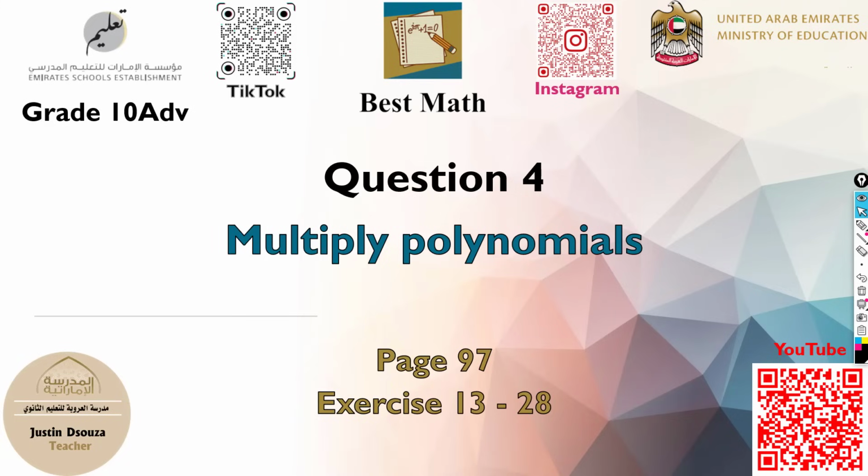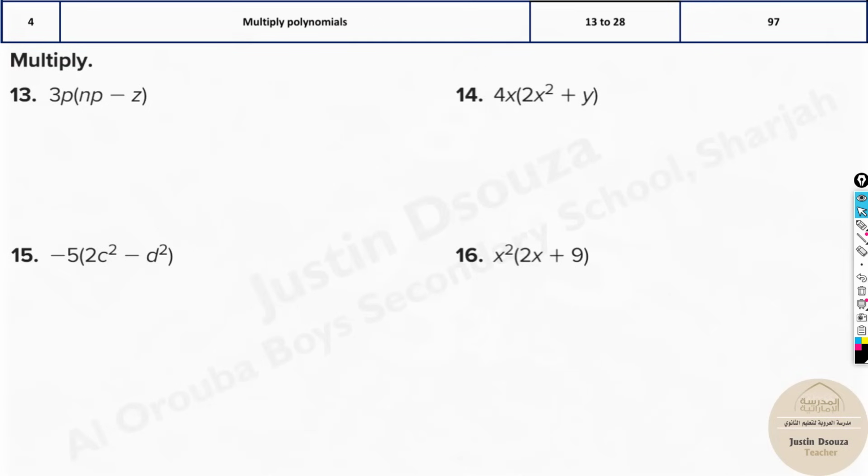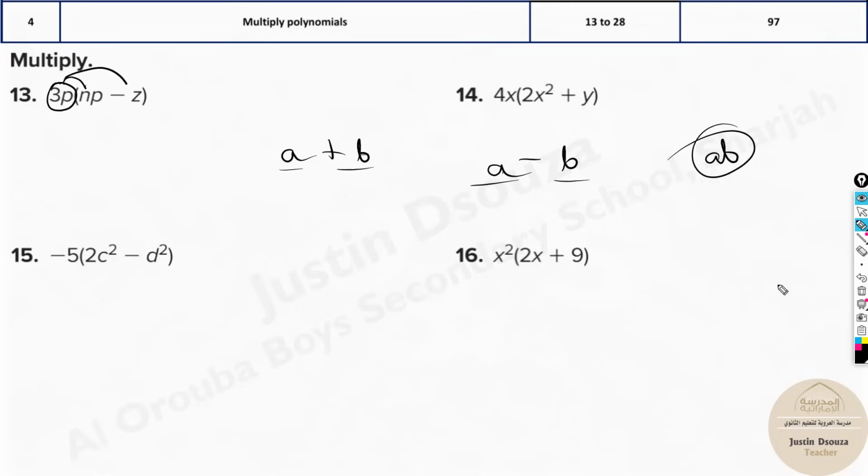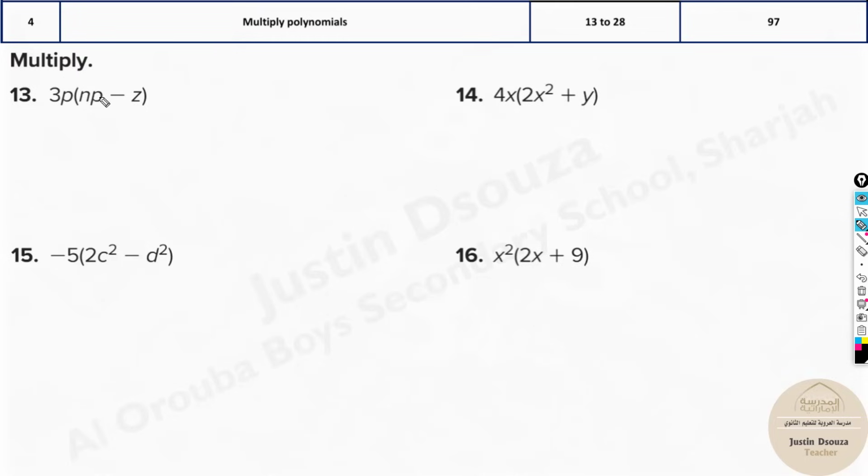Question 4 is on multiplying polynomials. Here it's very simple, just using the distributive property you can multiply them. So what you have to do is multiply this 3p inside. If there is a plus or minus, it must be distributed to both the terms. Whenever there is a plus or minus, a plus b, a minus b, they are separate terms, whereas ab is a single term, a monomial. Now it's binomial, binomial. So plus and minus is very important to remember.